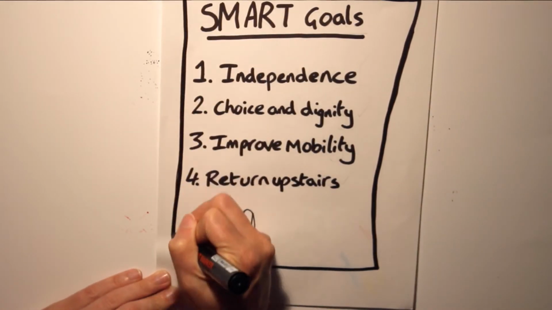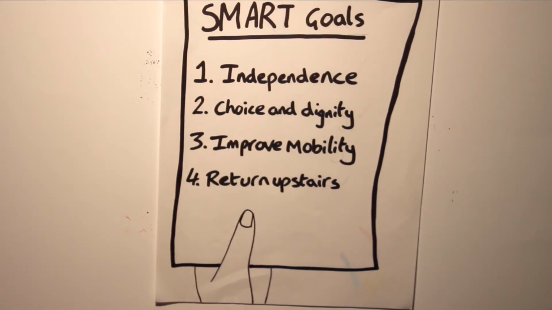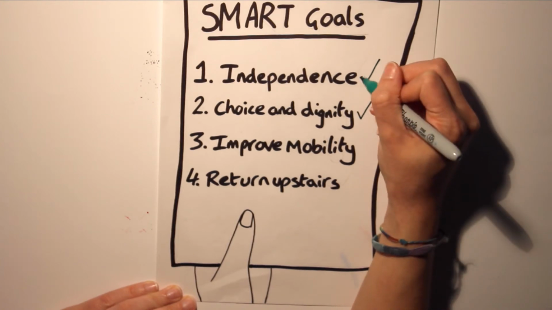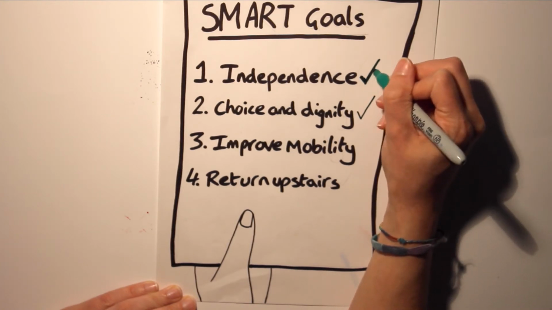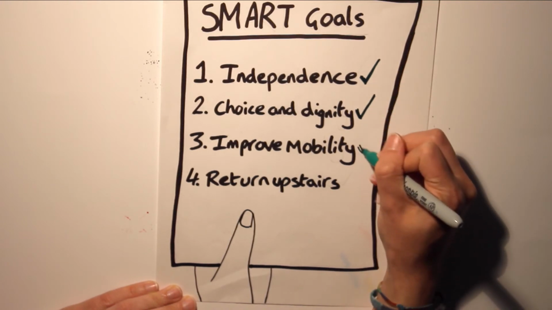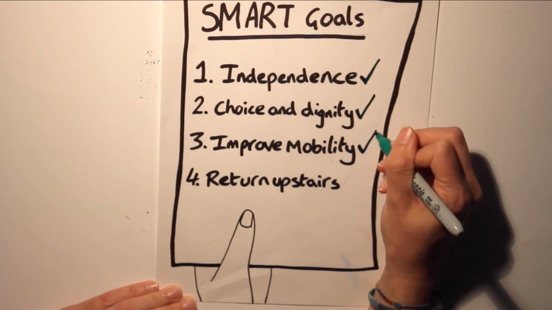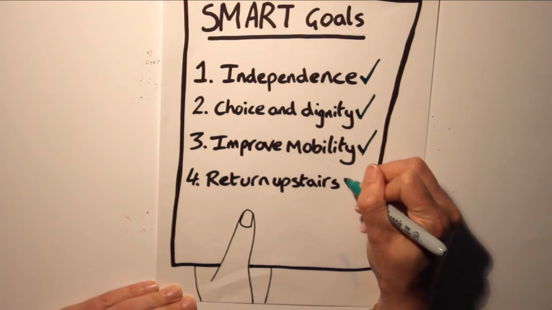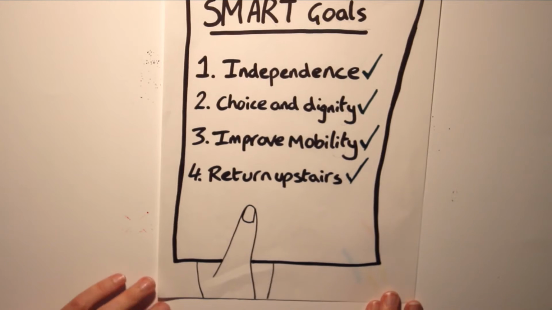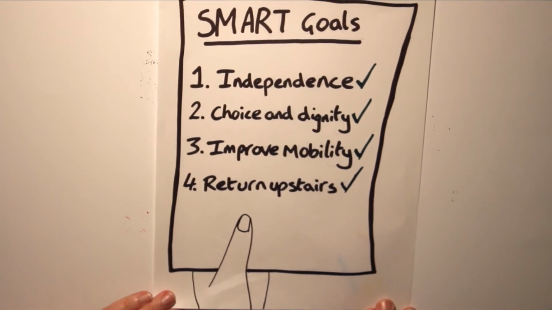This plan incorporated 4 SMART goals, which were to regain as much independence as possible with personal care needs within a 6-week period, to promote independence, choice and care with dignity during the personal care tasks, to improve and progress mobility within the same time period, and to return upstairs to sleep and wash within the 6 weeks.